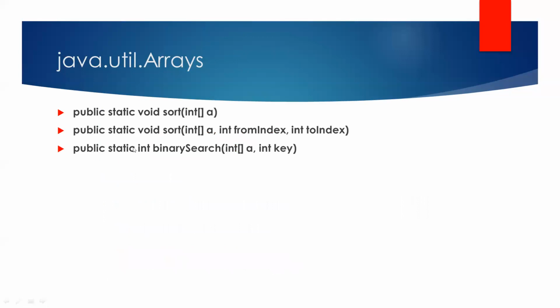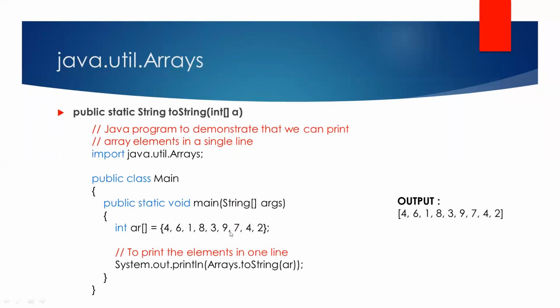Another method is sort. Again, you will pass the array that you want to sort. But another signature of this method is that you can specify from which index to which index you want to sort the elements. For example, look here. This is your array, but I don't need to sort from the start to the end. So we can specify the start and end position.